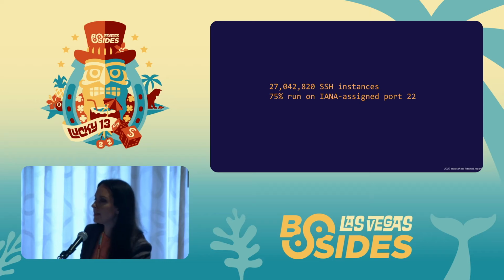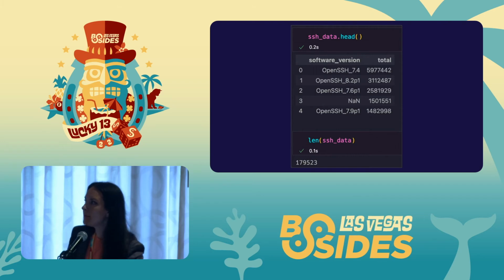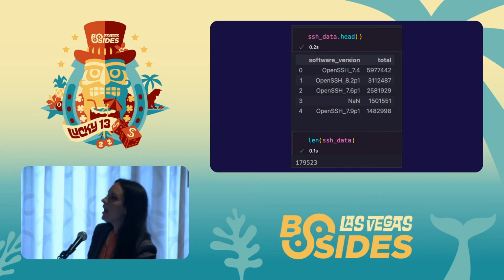So digging into this, I was like, well, maybe it makes sense to look at SSH versions, because that seems like an interesting thing to look at. And you can see OpenSSH, obviously really popular. But if you'll notice down here, this data is at the software level. So each row represents a different software version.